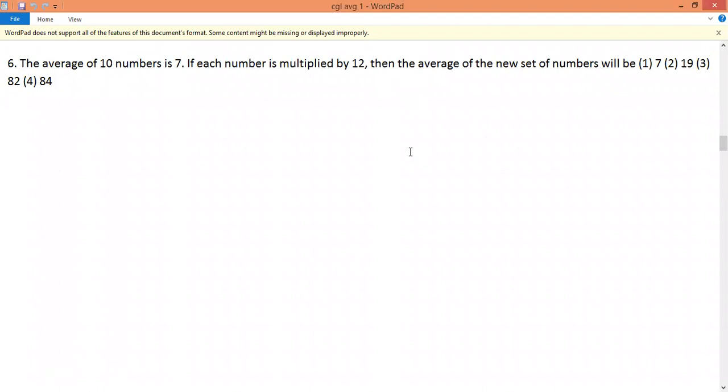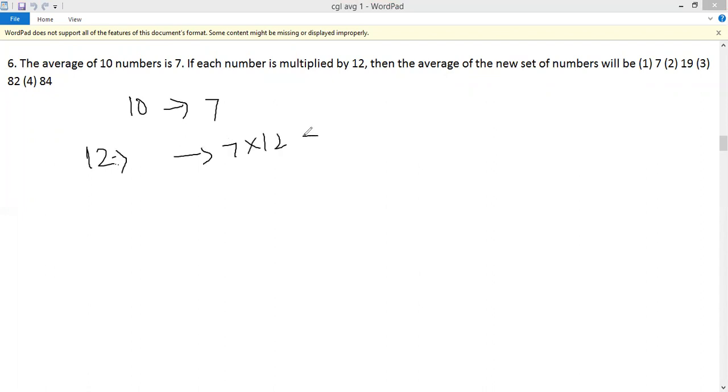Next, the average of 10 numbers is 7. Every number is multiplied by 12. Every number is multiplied by 12, and what happens? The average also gets multiplied by 12. So 84. Right?